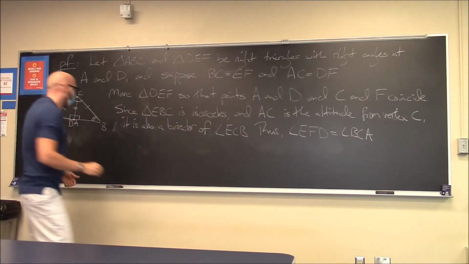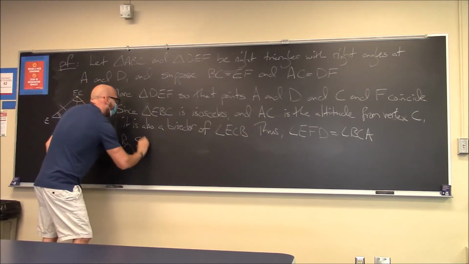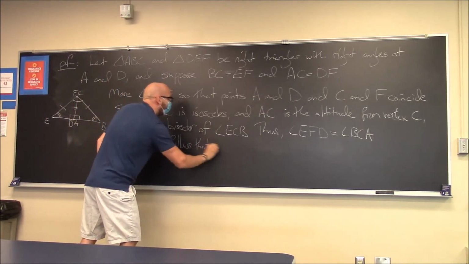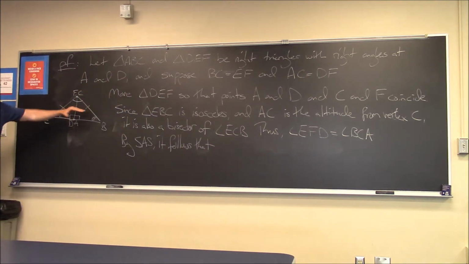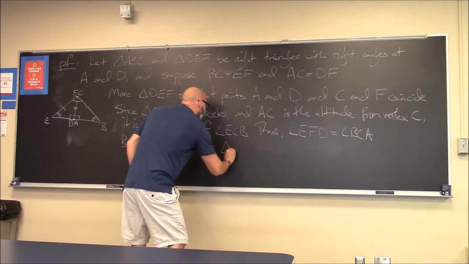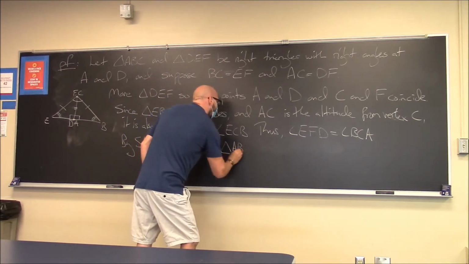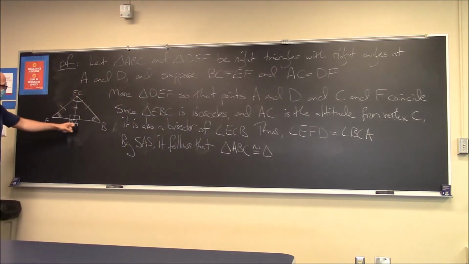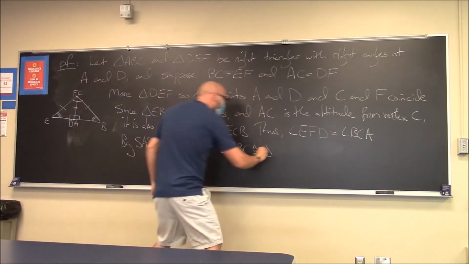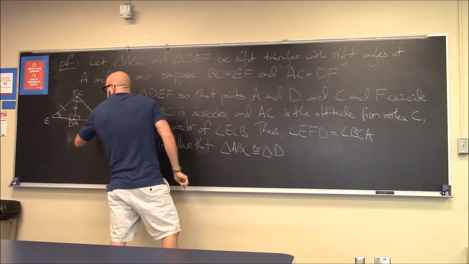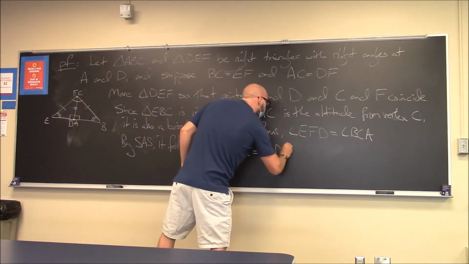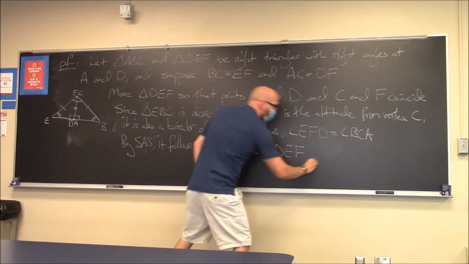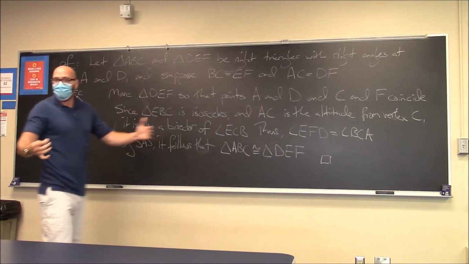So by SAS, it follows that the two triangles we started with are congruent. The triangle ABC is congruent to triangle, and I'll be careful here to get everything in the right order. A corresponds to this vertex D. B corresponds to the vertex E. And C corresponds to F. Which is what we wanted to prove.